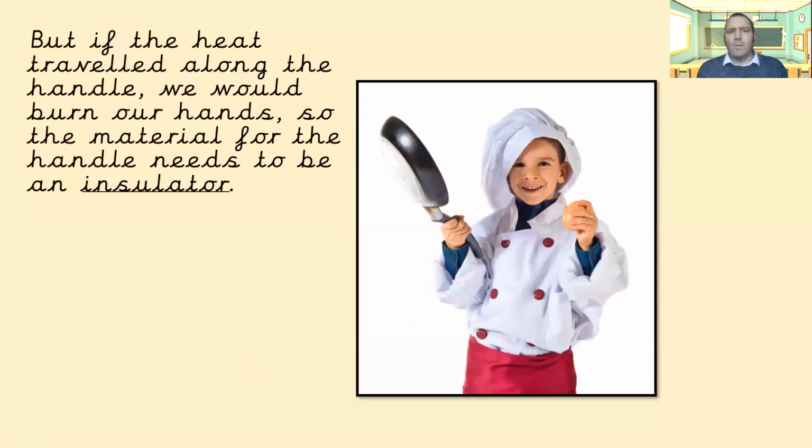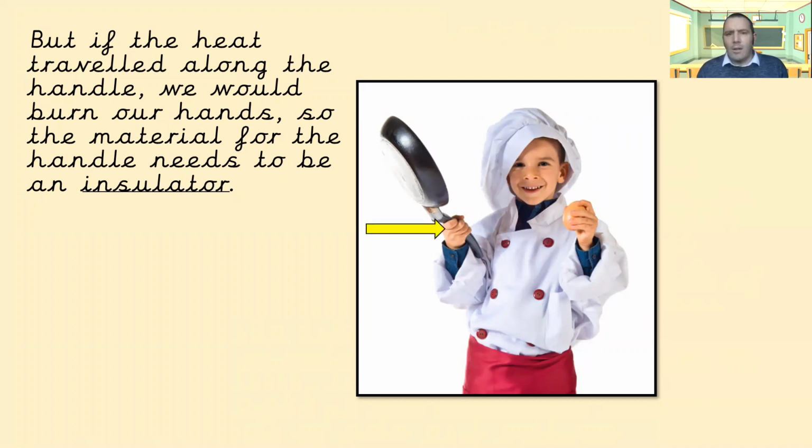But if the heat traveled all the way along the handle, we'd end up burning our hands. So if we went to take our pan off the hob to go and strain the water off our pasta, for example, you'd end up burning your hand trying to move it, because the heat from the pan would have traveled from the metal of the pan through the metal of the handle. And as we know, metal's a good conductor of heat. You'd end up burning yourself. So you need something that's insulated on this. And the material for the handle needs to be an insulator.